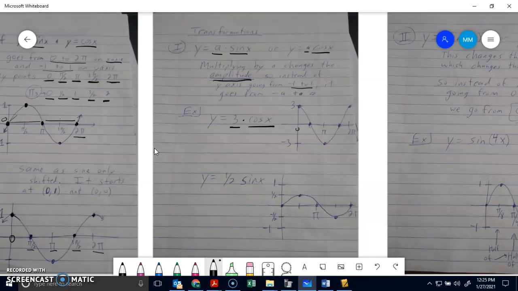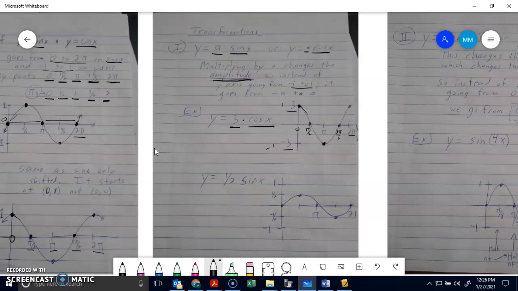It's still the same cosine. I still have 0, pi over 2, pi, 3 pi over 2, or 3/2 pi, 2 pi. It just, instead of starting at 1 and going to -1, it stretches vertically. So I'm going from 3 to -3. It just changes my amplitude. So 3, 0, -3, 0, +3. Instead of 1 and -1, it's just 3.